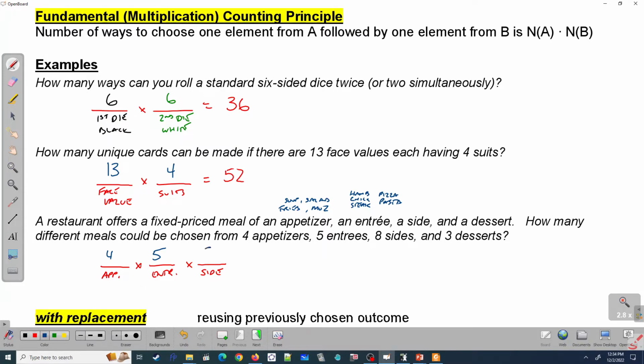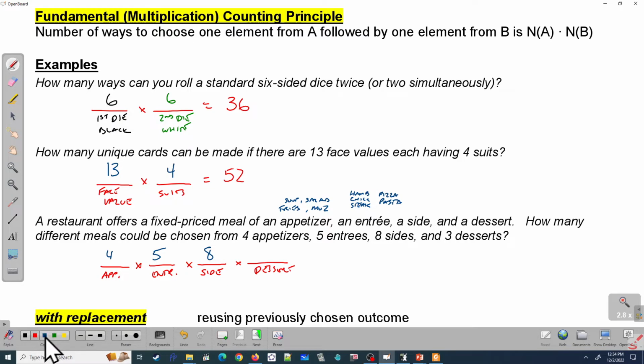I have 8 options. So now I would have had to go soup, hamburger, green beans. Soup, hamburger, baked beans, soup, hamburger, corn. And then I still have to do the desserts. All right? And each of those would then have 3 different options because it could be, let's say, a cookie, it could be a slice of pie, or a scoop of ice cream.